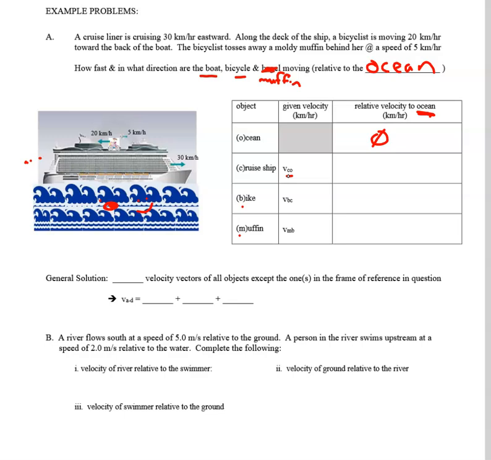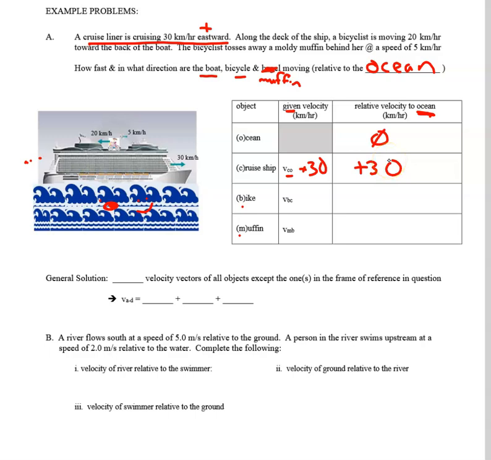If we go back up here, the cruise liner is cruising 30 kilometers per hour eastward. Notice that a specific frame of reference wasn't given, but it can be inferred that the 30 kilometers per hour is relative to the ocean. So this is just going to be 30. And eastward, we're going to call positive just because. So I'm going to put a positive 30. That's a given. Then we can ask, what is the cruise liner doing relative to the ocean? Well, it's the same number. There's nothing surprising about that.